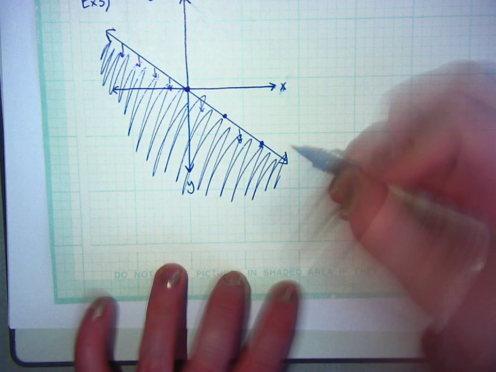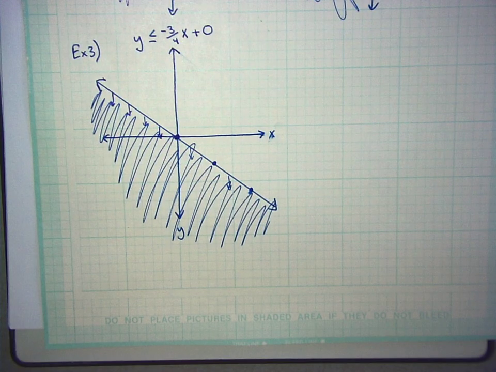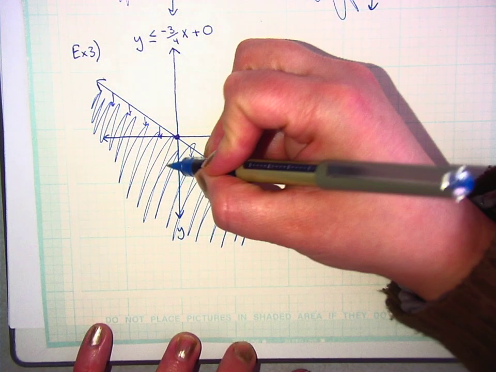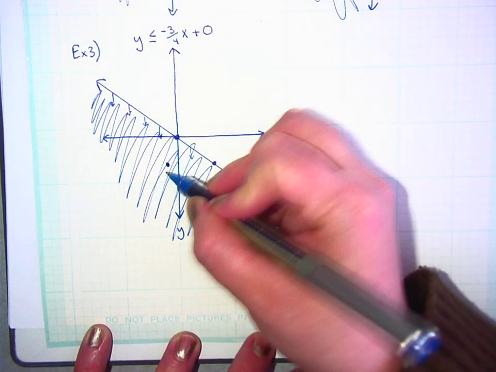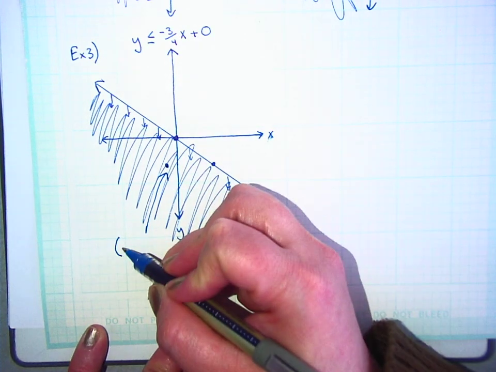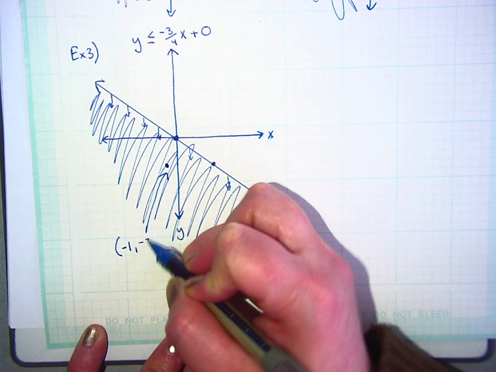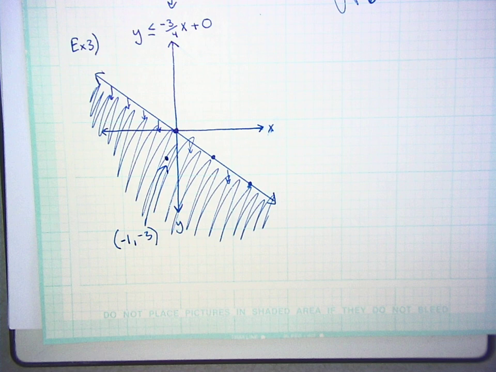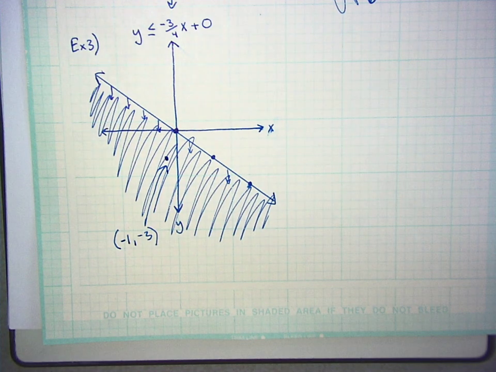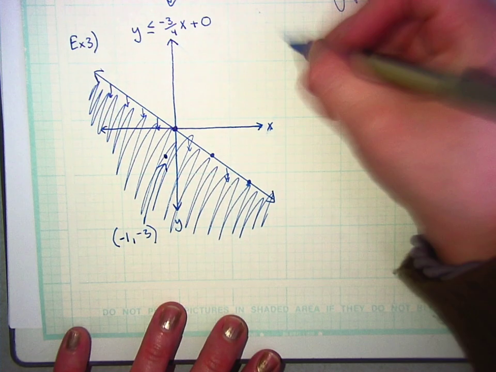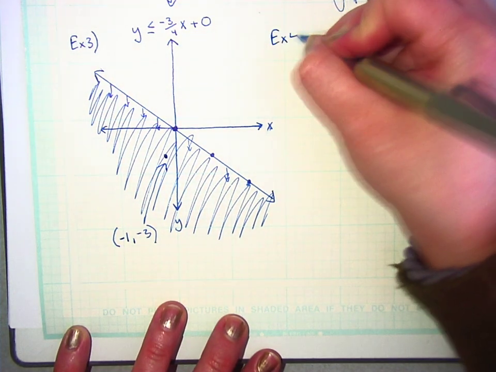Anything that is in the shaded area could be an answer to this problem. Like, for example, this point right here, that point right there is -1, -3. That's an answer to the problem. Any point in that shaded area would be an answer to this problem. They're all answers.